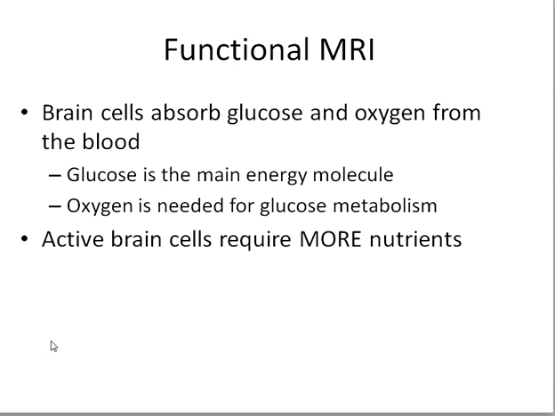Okay, so to understand the functional MRI, we have to know some basic biology. The basic biology is that brain cells absorb glucose and oxygen from the blood. Glucose is the main energy molecule for the cells in our body. So brain cells absorb glucose, and then they break glucose down to extract energy. And that, of course, powers the electrical and chemical nature of brain cells. Oxygen is needed for that glucose metabolism.